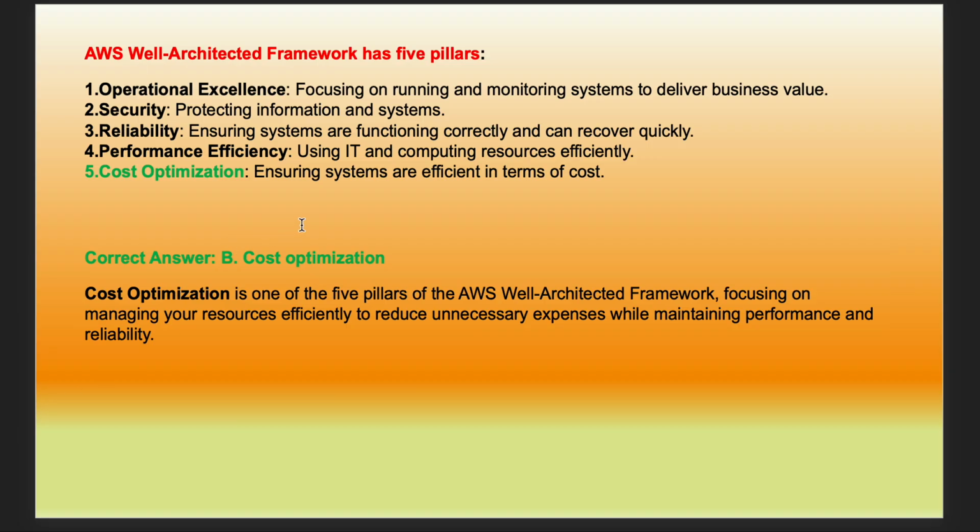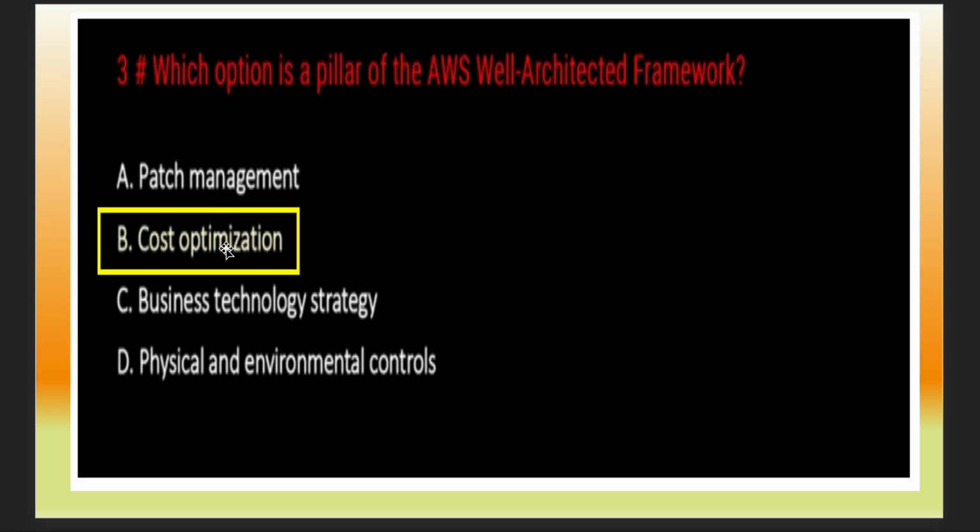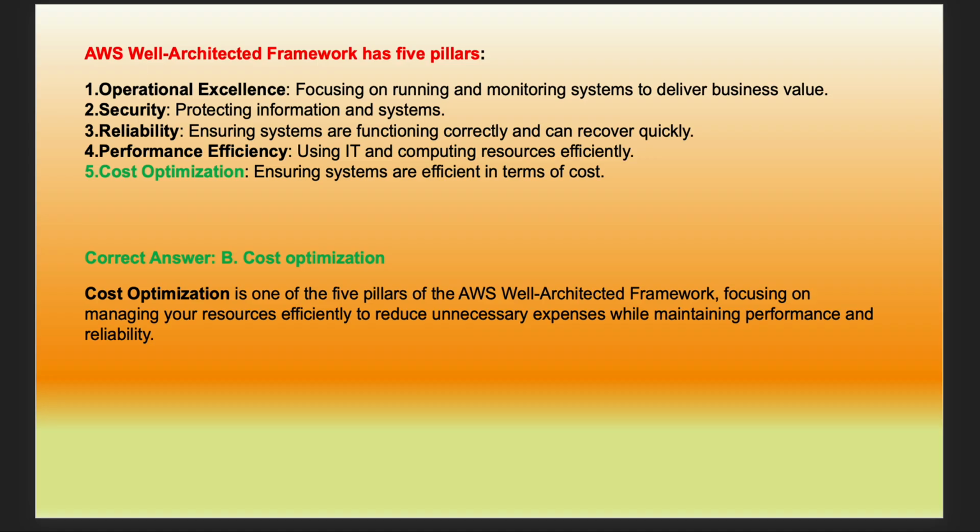Also, there are a few more pillars like operational excellence, security, reliability, performance efficiency, and cost optimization. But we don't have the first four among the options, so that is the only reason we have chosen cost optimization. But if you want, you can also remember all these six pillars.